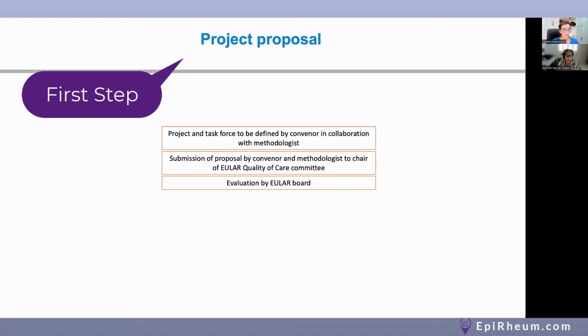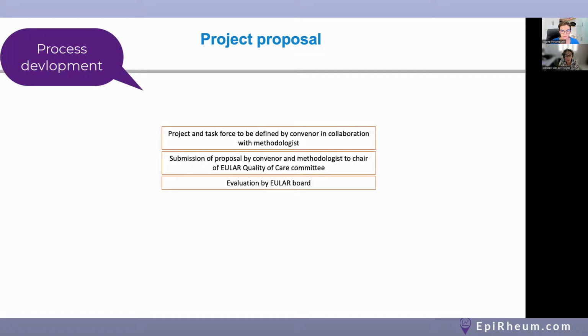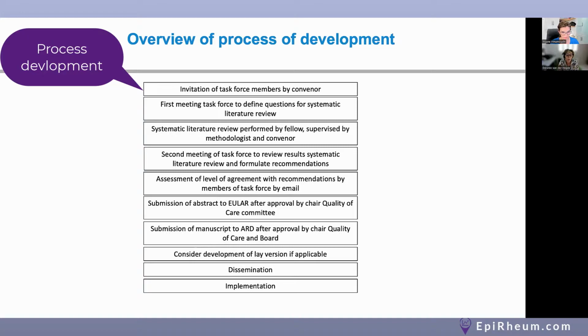That person has all the recommendations in his portfolio. There will be an evaluation of the EULAR board, and assume that it is accepted, then you can start the process. Then the convener has to invite the task force members. There are certain rules. So you need to have a sufficient number of countries which are represented. Also, IMUNET members, patients need to be part of the task force, healthcare professionals other than rheumatologists. So there are certain rules that you have to follow in inviting task force members.